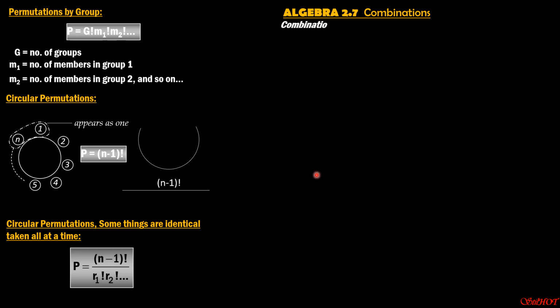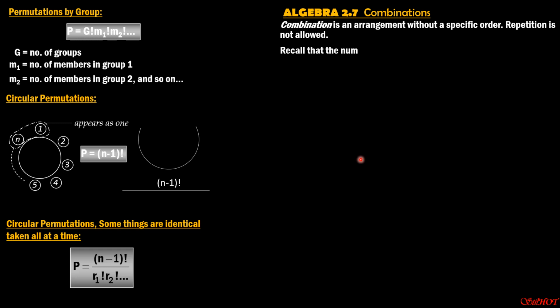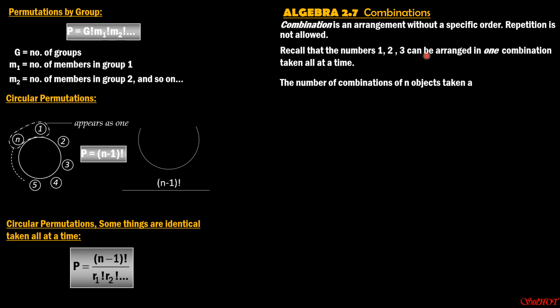Then how about combinations? We define combinations as an arrangement without a specific order. Repetition is not allowed again. So recall the numbers 1, 2, 3, there will only be one combination taken all at a time. So that's 1, 2, 3 only. If you have 2, 1, 3, 3, 2, 1, 3, 1, 2, 1, 3, 2, 3, 1, 3, 1, 2, we use the same digits.